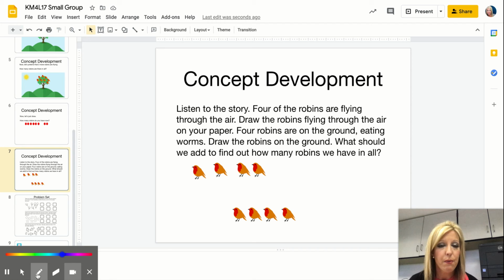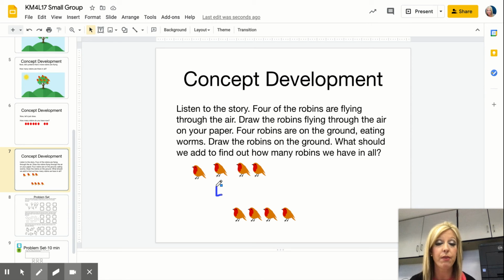Now, what should we add to find out how many robins we have in all? Well, how many were flying through the air? Very good. 4 robins are flying through the air. And how many robins were eating those worms on the ground? Very good. 4. And we want to figure out the total number of robins we have in all. So we're going to add the 4 that were in the air plus the 4 that were on the ground. And we want to figure out what those equal. So what does that indicate?